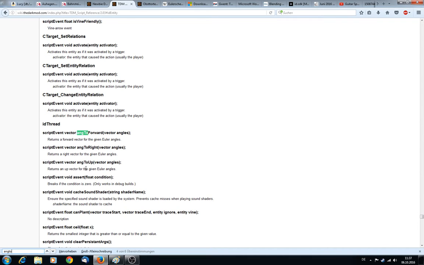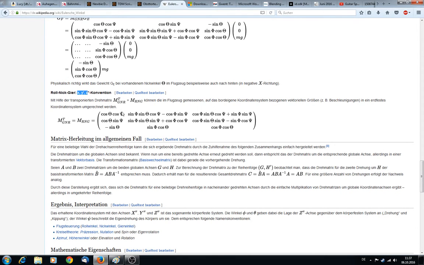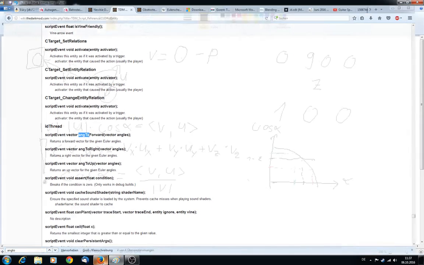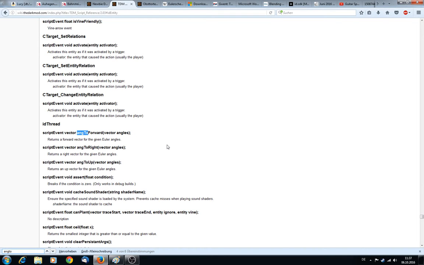Ang to forward, ang to right, ang to up. Ang to forward should give us the first column, ang to right should give us the second column of this matrix, and ang to up should give us this column. I didn't use it back in the time because I probably forgot or didn't know that this actually existed, so we could make it much easier. I also think it's possible to get the eye position of the player directly. I'm not 100% sure about this though. So this is basically what the script does.